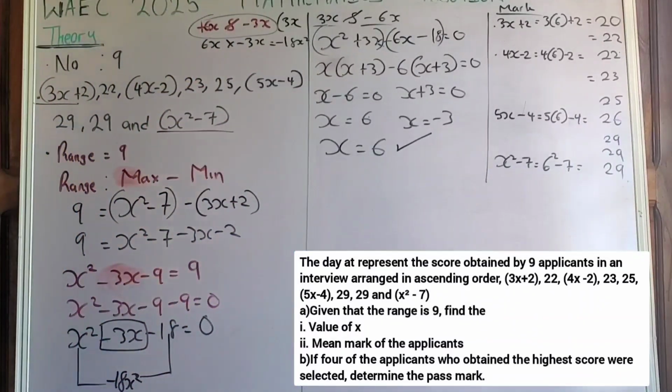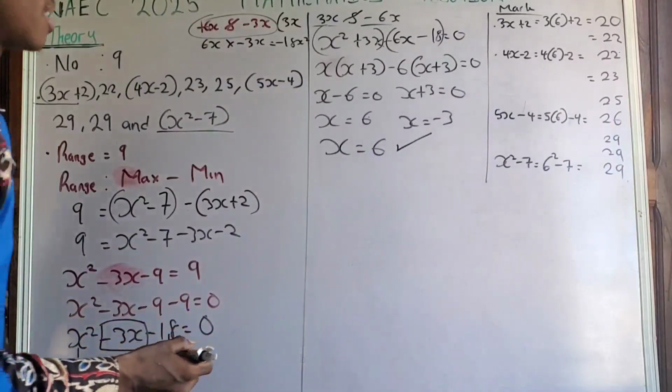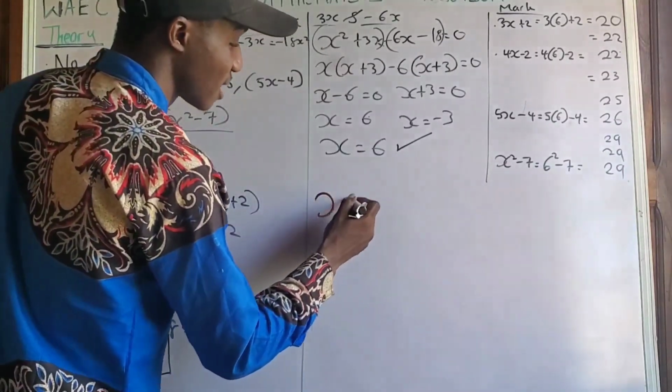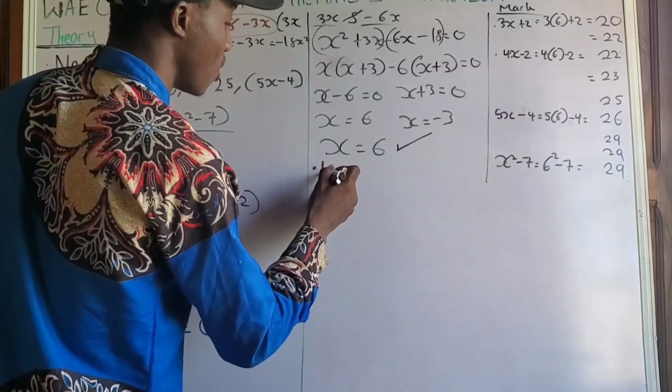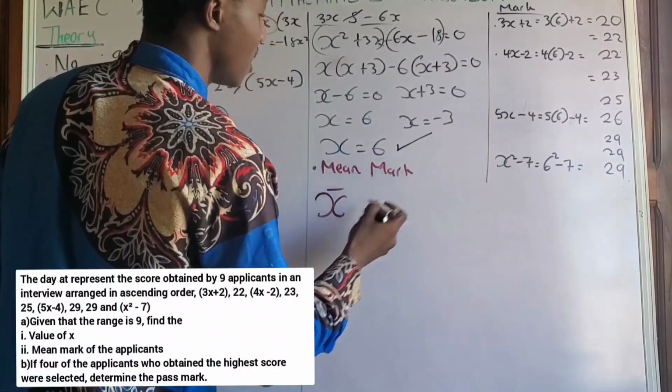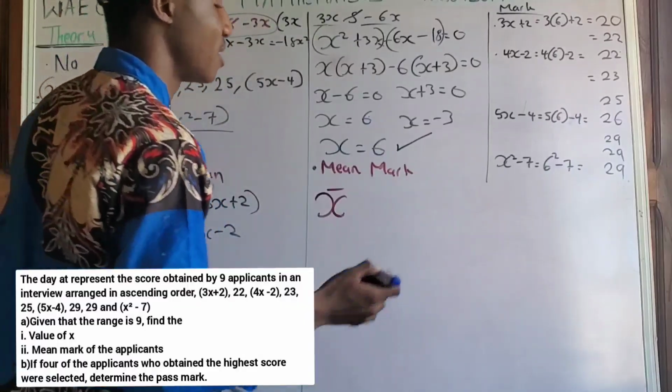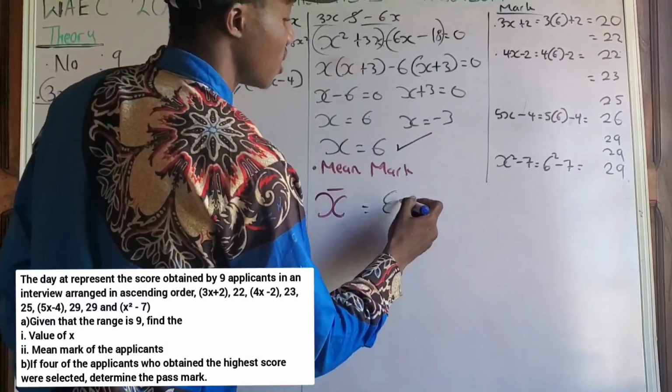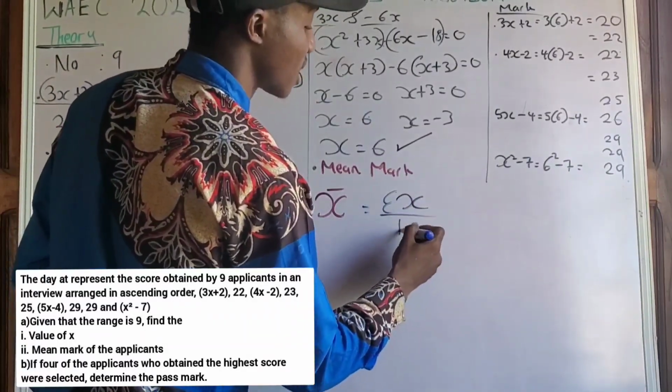Okay, now we can proceed to calculate the mean mark of the applicants. Do you understand? The mean mark of the applicants will be summation x. We have to sum all their marks together. Let's represent the mean mark as x bar. X bar will be summation x all over the total number of applicants.